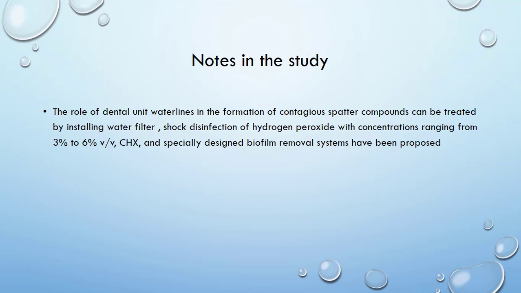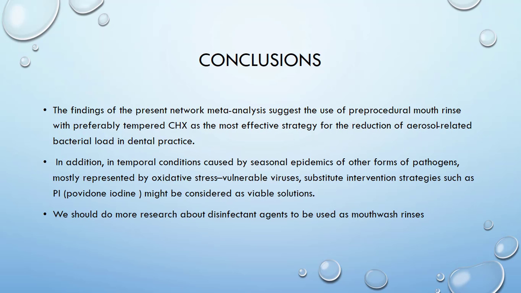The role of dental unit waterlines in the formation of contagious spatter compounds can be addressed by installing a water filter, shock disinfection with hydrogen peroxide at concentrations ranging from 3% to 6% volume per volume, chlorhexidine, and a specially designed biofilm removal system, which have been proposed.